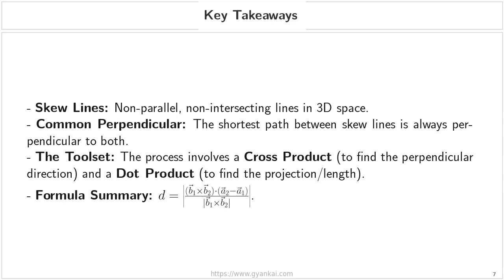Finally, let's look at our master formula one last time. The shortest distance, denoted as d, is equal to the absolute value of the quantity, the cross product of b sub 1 and b sub 2, dotted with the vector a sub 2 minus a sub 1, all divided by the magnitude of the cross product of b sub 1 and b sub 2.